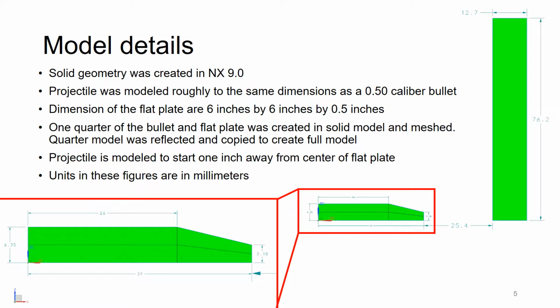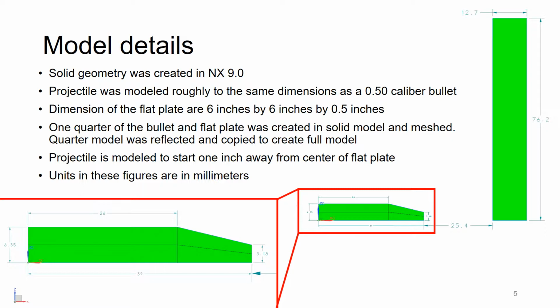And here is the flat plate. So again, this is a quarter model. The flat plate is roughly 6 inches by 6 inches with a thickness of 1/2 inch. So after I created this solid geometry, I meshed it in ANSYS and it was reflected and copied to create a full model. I started the projectile about 1 inch away from the center of the plate.